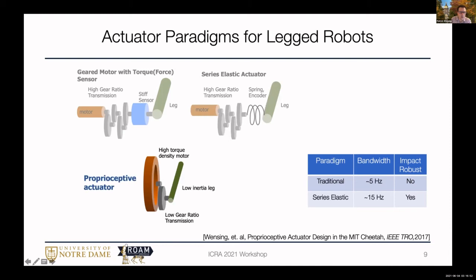By comparison with these proprioceptive actuators, by really minimizing the transmissions, we get a very high delivery bandwidth of forces, empirically observed up around 100 hertz. And by minimizing the reflected inertia, these designs are quite robust to impacts. So I'd like to take a look a little bit more formally as to why this design performs well.